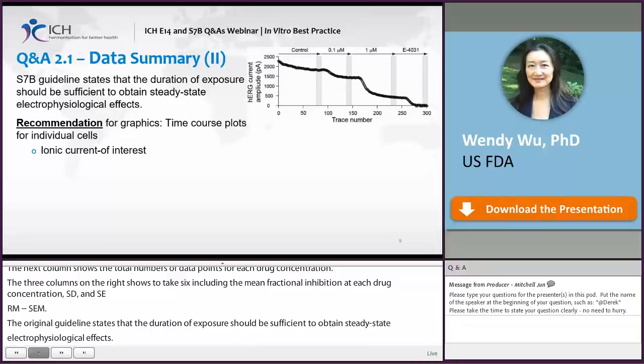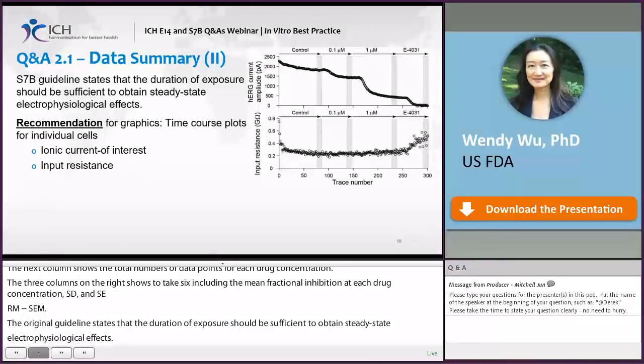Here I'm showing you a plot of hERG current amplitude plotted against trace number for the entire duration of the experiment. And you can see that when test substances were applied is clearly labeled. The light gray bars illustrate the number of data points averaged to calculate drug effects for a given cell.